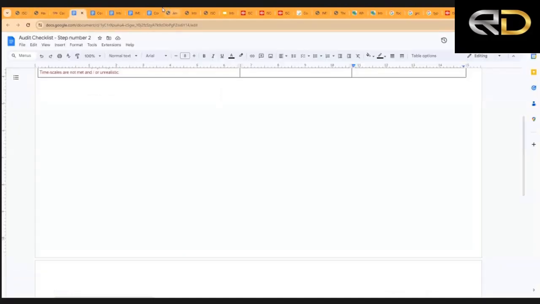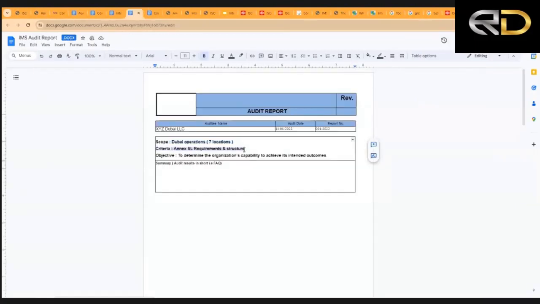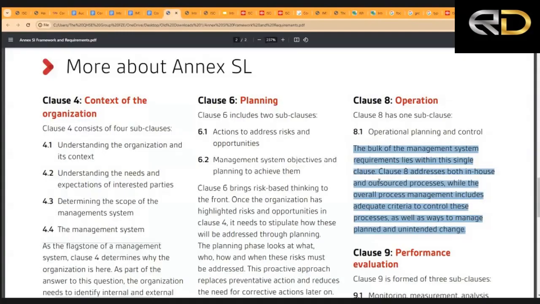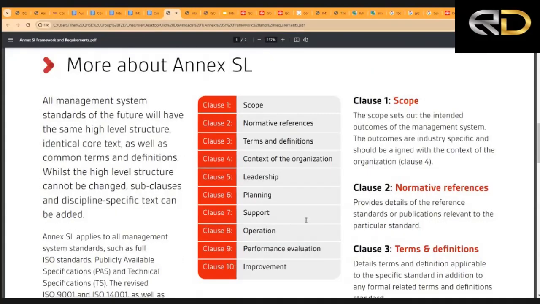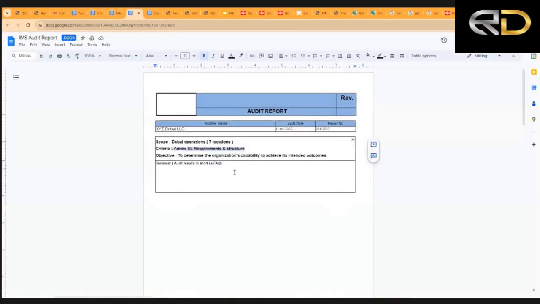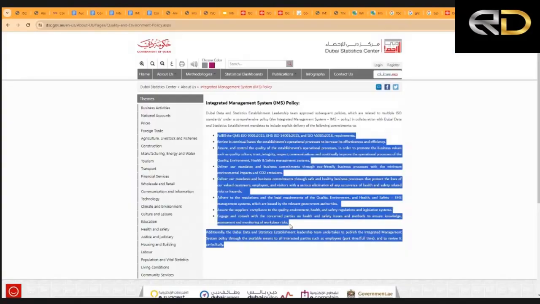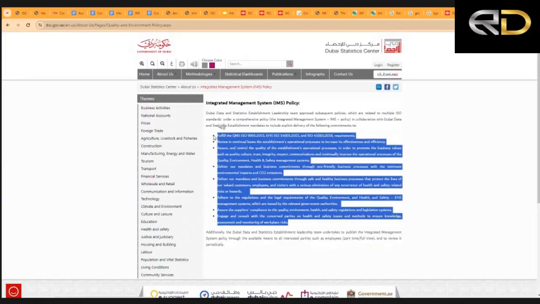After that, what exactly is the audit criteria? Okay, the audit criteria, they literally have told you themselves that you have to use a core set of these generic requirements, the core set of procedures, and this is basically what you see right here in the Annex SL. And then when you go to the audit objective, this is to determine the organization's capability to achieve its intended outcomes. If you're conducting an audit, it's basically to determine whether or not what is written in the IMS policy can actually be achieved in the process in question, okay? That is basically what you're doing right there.